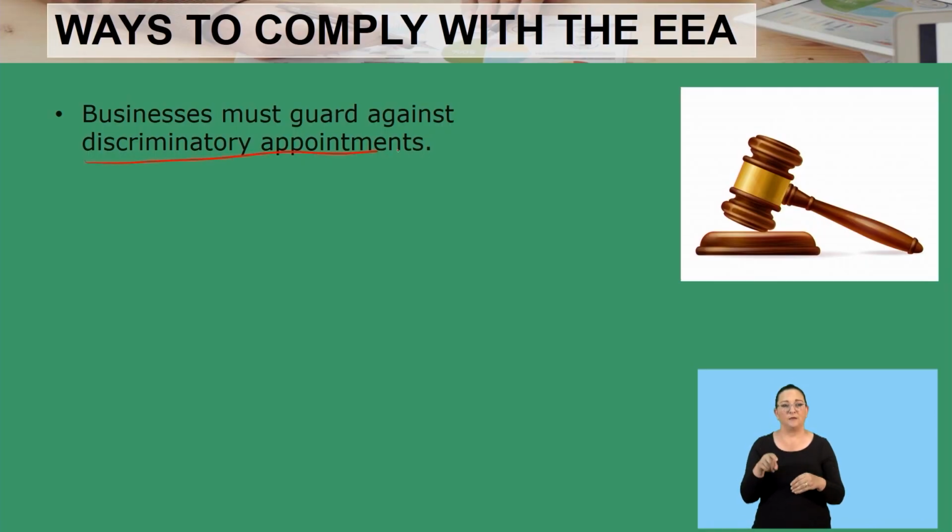Right, so now, what are the ways to comply with the EEA? Businesses must guard against discriminatory appointments. Don't appoint people because maybe you know them, you like them, maybe you are related to them. So you need to guard against that. Remember, what must we do? We need to look at the PDIs first. It's a priority. However, give equal opportunities to everybody, regardless of the race, regardless of the language that they speak, regardless of the disability.